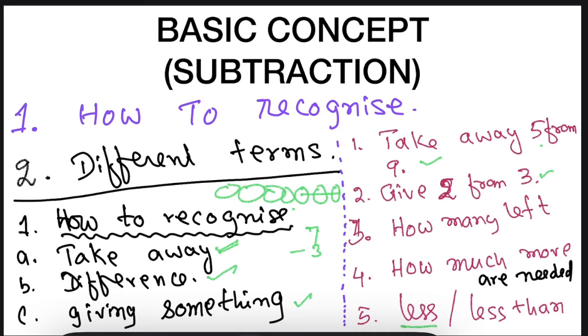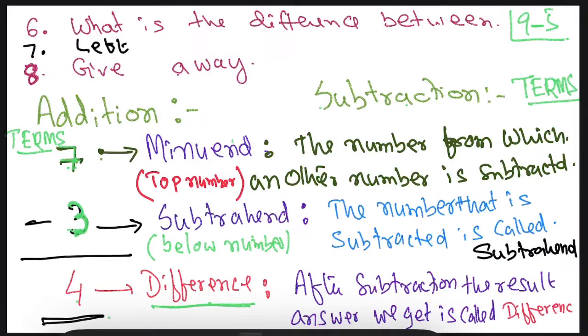How much more do you need? There also you do subtraction, isn't it? So, less is also subtraction. These are all things where you have to do subtraction. What is the difference between 9 and 5? There also you have to do subtraction. Similarly, how many are left? If you have 3 chocolates and you have eaten 2 chocolates, how many chocolates are remaining? 1 chocolate is remaining. How many chocolates are left? Only 1 chocolate is left. Then also subtraction. Similarly, give away, I already told you, give away is also subtraction.